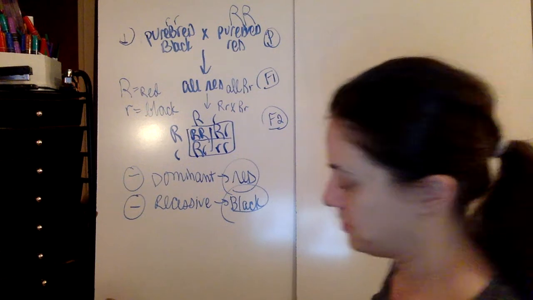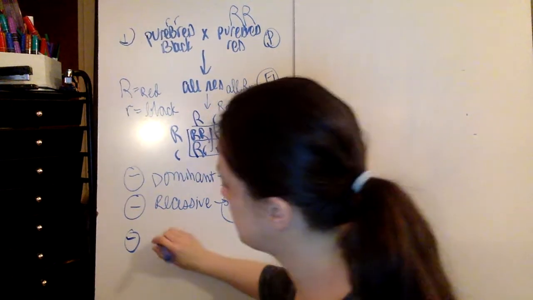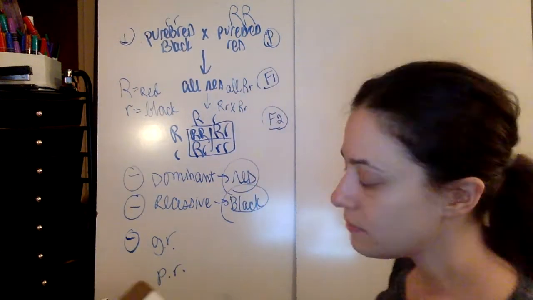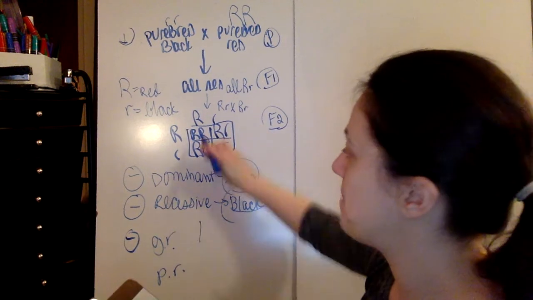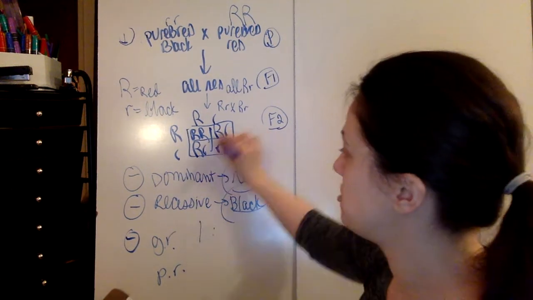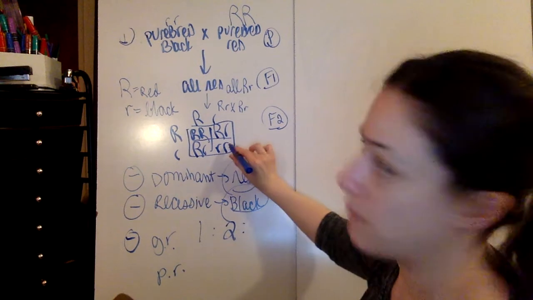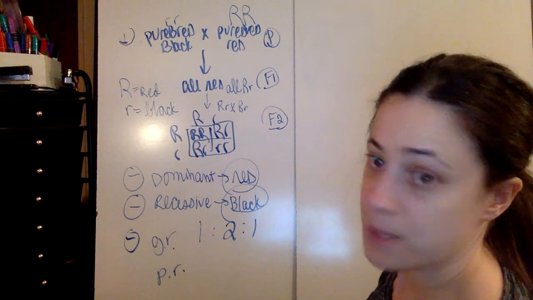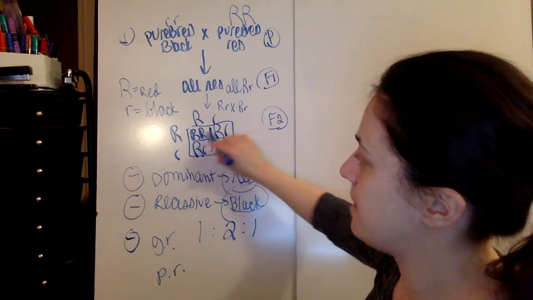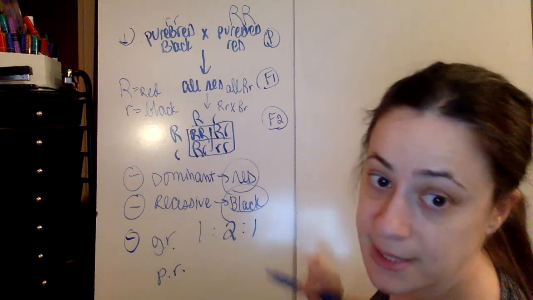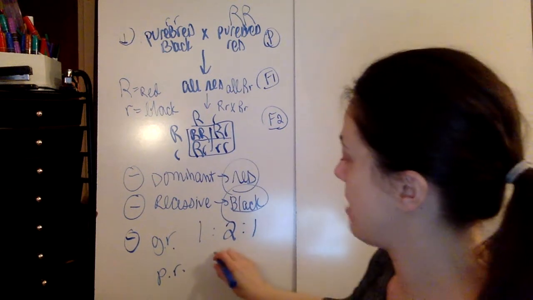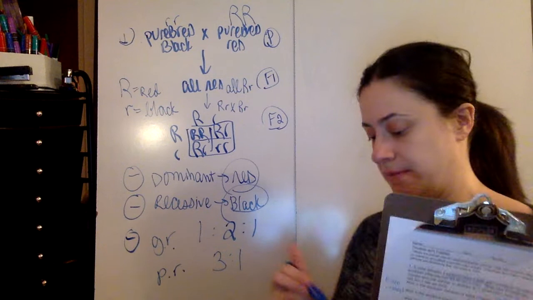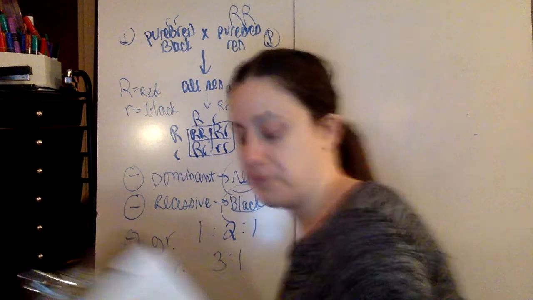Now the last question asks for the genotypic ratio and the phenotypic ratio. For the genotypic ratio, we have one big R big R, two heterozygotes, and one homozygous recessive. For the phenotypic ratio, these three are all red, whereas this one is black. So the phenotypic ratio is 3:1. That takes care of number one, and now we'll do number two.